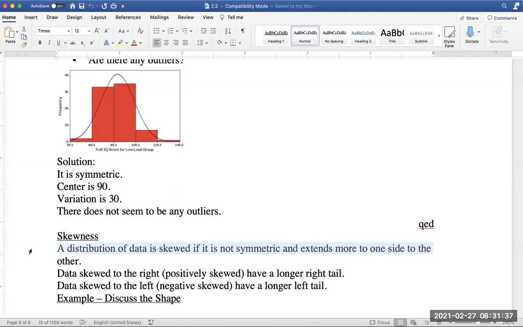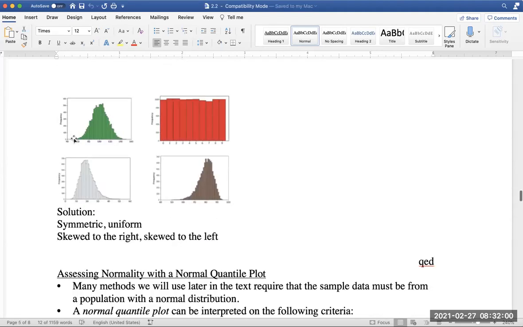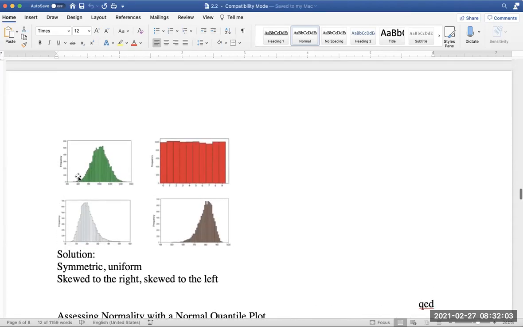A distribution is skewed if it is not symmetric and it extends more to one side than the other. Data is skewed to the right if it has a longer right tail, also called positively skewed. Data is skewed to the left, negatively skewed, if it has a longer left tail. So this is normally distributed. This is a uniform distribution. This is skewed to the right. This is skewed to the left.